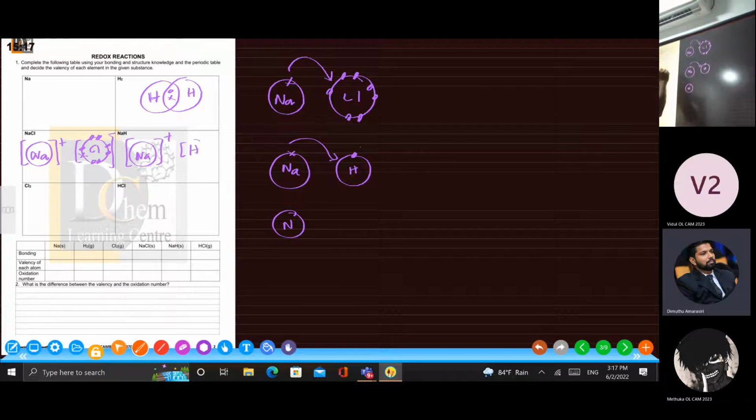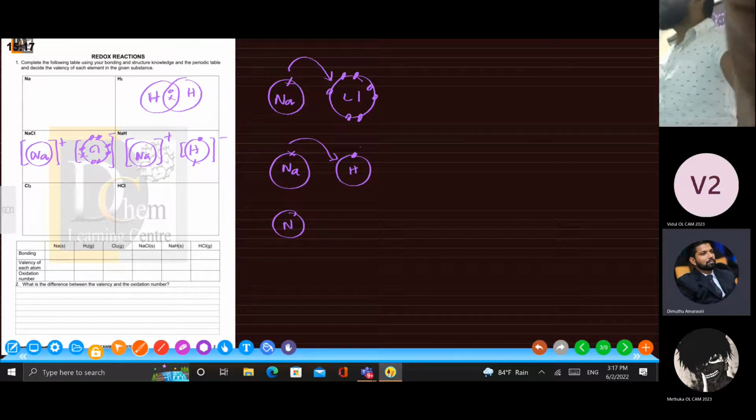Hydrogen is going to become negative over here. It has only two, but hydrogen can bear only two maximum. That's why. Hydrogen has only one electron shell, so the one electron shell can have only a maximum of two electrons. You can't have more than that.